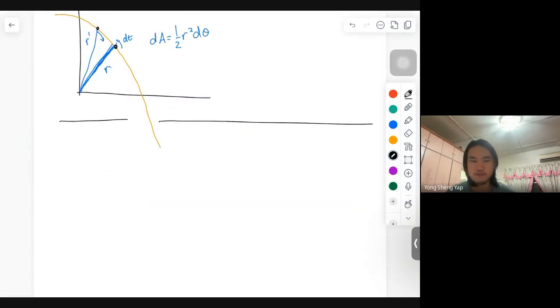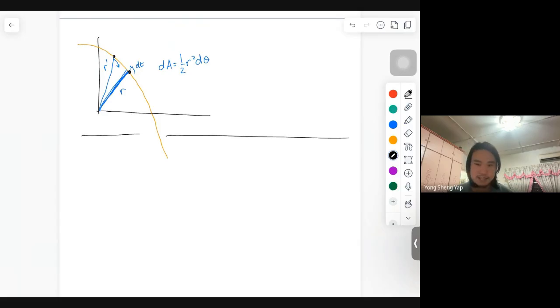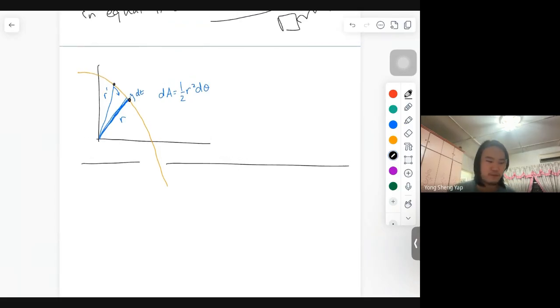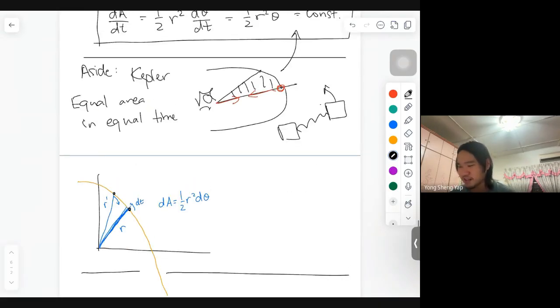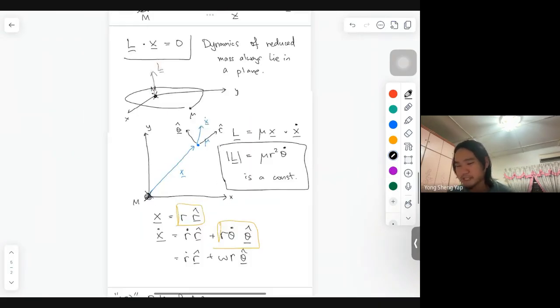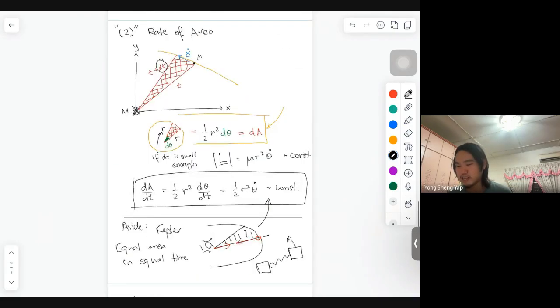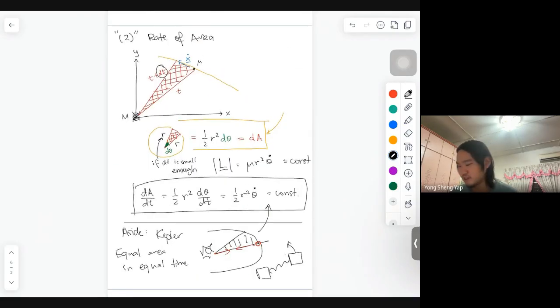If not, let's move on. Okay, so remember what we were talking about? We're trying to understand the dynamics of the reduced mass. Before understanding it completely, it's helpful to look at conserved quantities to get a handle on things. So the first thing we had was angular momentum, all right? And the second thing was the rate of change of the area, okay?